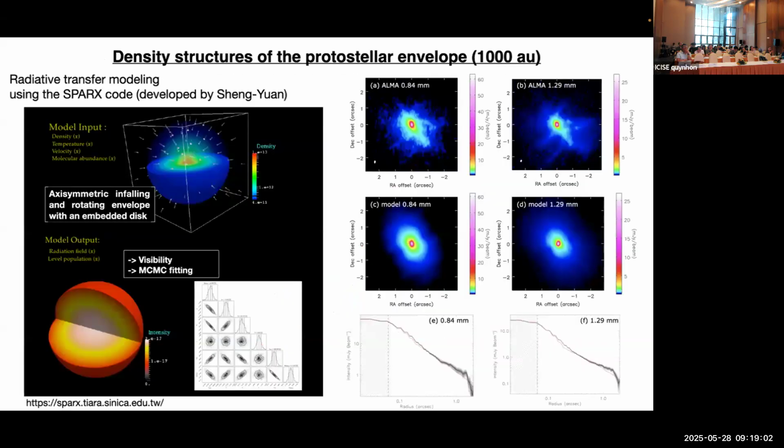For example, we can have continuum images at different wavelengths obtained with ALMA. We can construct a model assuming density, temperature, and so on, go through radiative transfer calculation, convert to visibility, and do a fitting. Here is our observed image and our model image. We can compare the intensity profile as a function of radius. Black is from our observation, red is from our model. Through this procedure, we can estimate the density and temperature of our target.